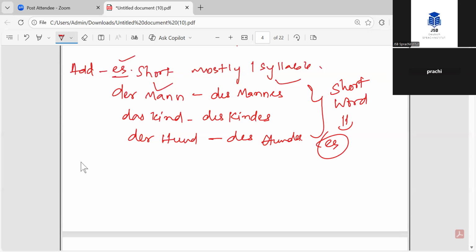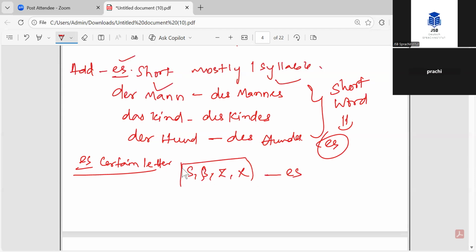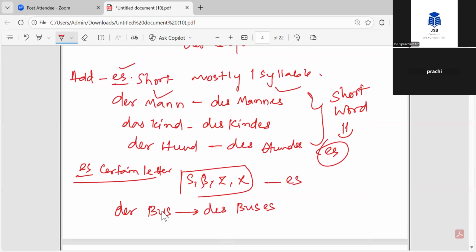So then again add es if the word ends in certain letters. So what are the certain letters? S, Z, X. You must add es for these letters also. Okay. For example, Bus, you can add es: Buses. Okay, Max: Maxes.